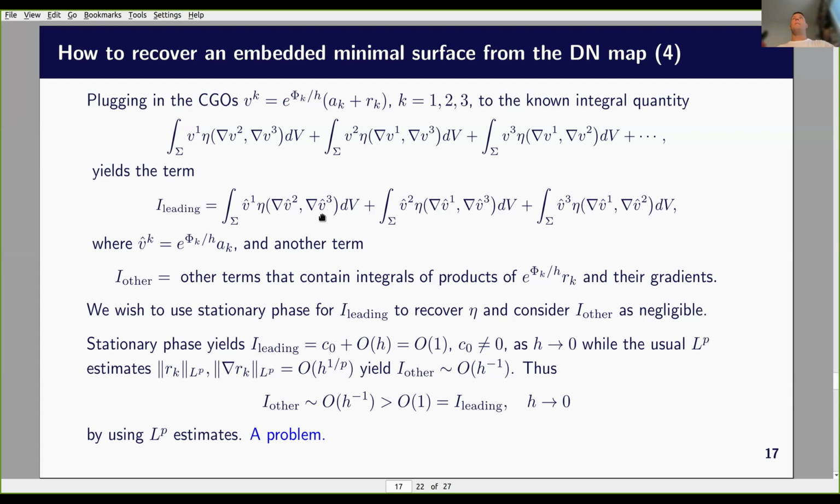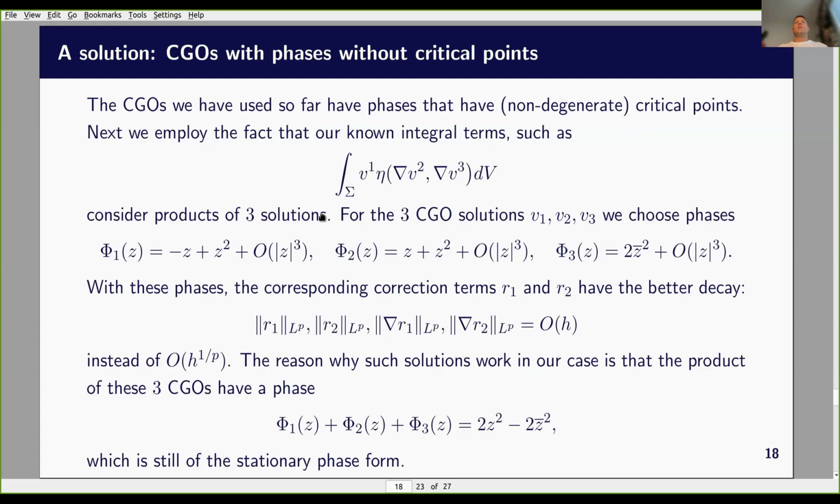So how do we solve this problem? That is done by a new type of CGOs. The CGOs so far have had phase functions that have critical points. They are non-degenerate critical points, but nevertheless they are critical points. Now we employ the fact that our known integral terms, such as the one you see here, the integral of v1, eta, gradient v2, gradient v3, consider products of 3 solutions.